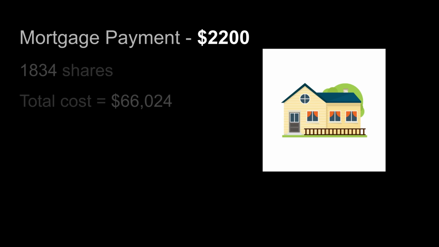This is an average mortgage payment. You're looking at about $2,200. Might be a little bit more, might be a little bit less, so you're gonna have to do a little bit of internal math here to adjust accordingly for your situation. How much is it going to cost you in QDTE to pay that $2,200 mortgage payment? You are looking at just over 1,800 shares, and about $66,000 of QDTE to pay your mortgage.